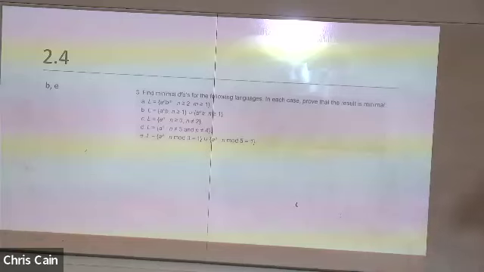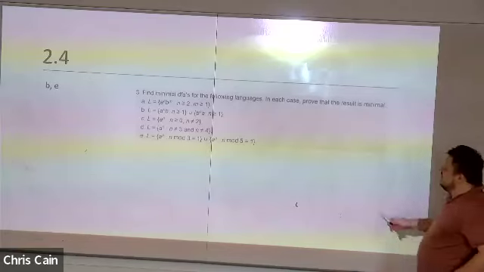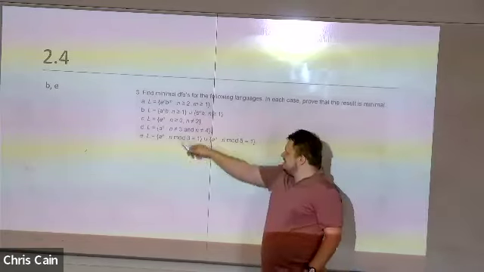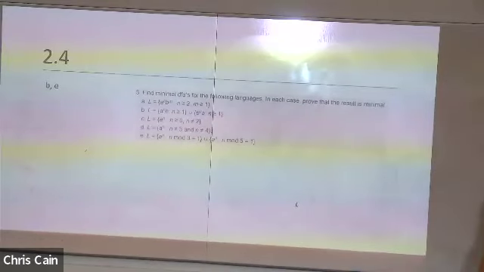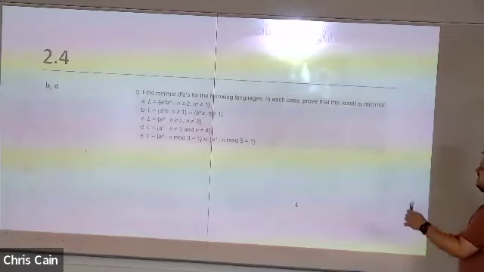All right, 2.4. This is problem 3. I think I assigned A, C, and D, so I just wanted to do B and E, just so that we had some additional ideas going into this problem set on the homework. So we need to find minimal DFAs for each of these languages.